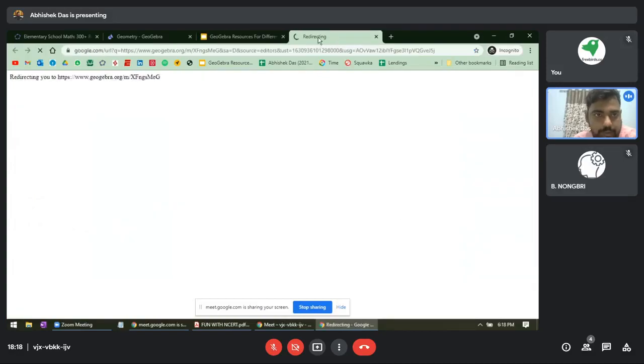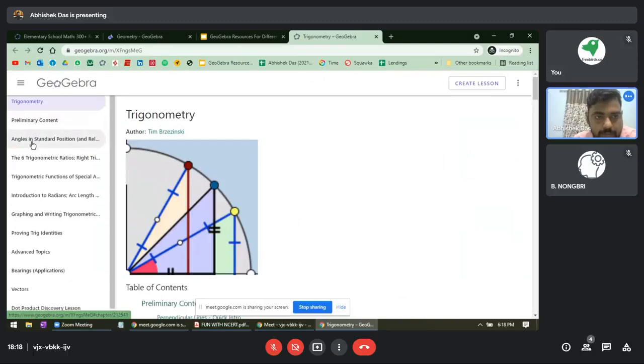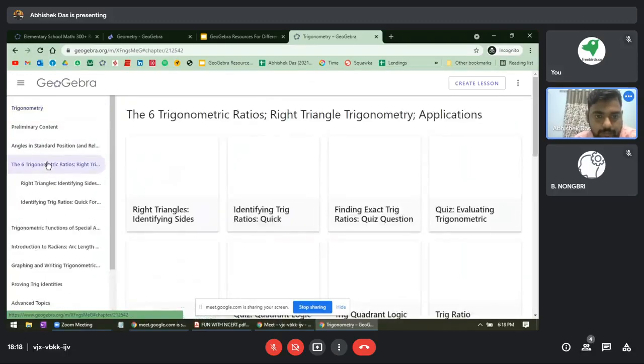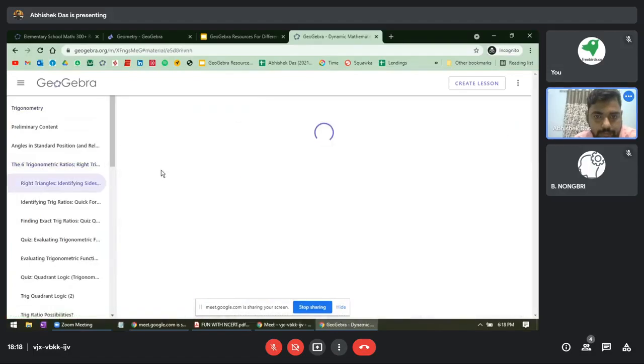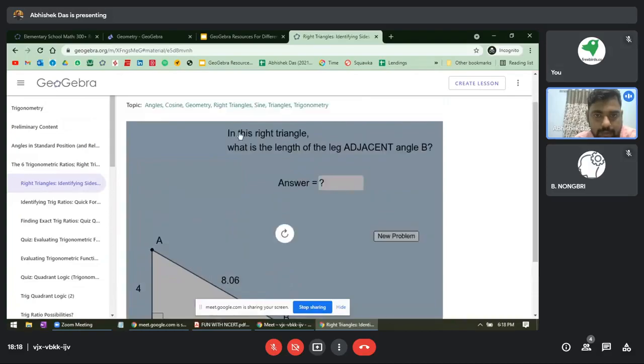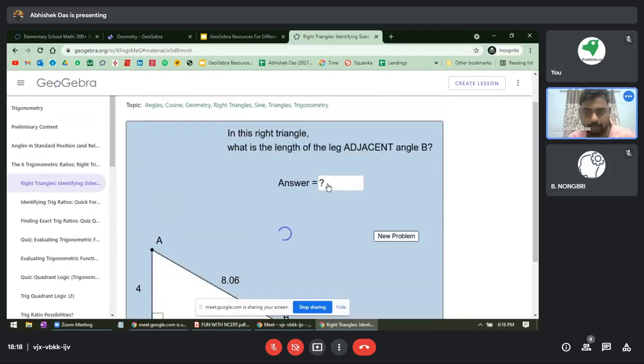All right. I can look at this trigonometry. Go to GeoGebra and click over here. You will see a lot of theorems and proofs out here, which you can just play around with. All right. What is in this right triangle? What is the length of the adjacent angle B? All right. So angle B adjacent should be 7. Right.